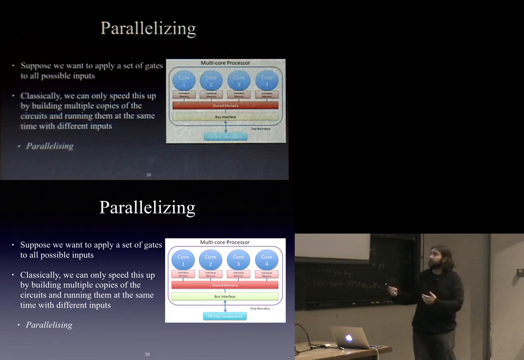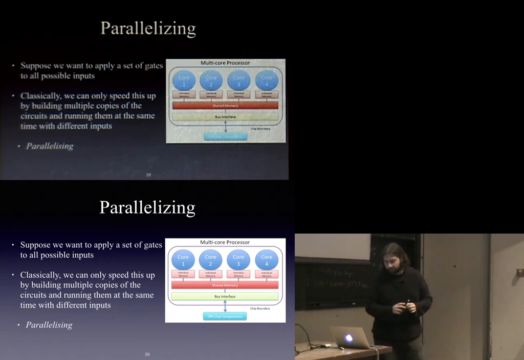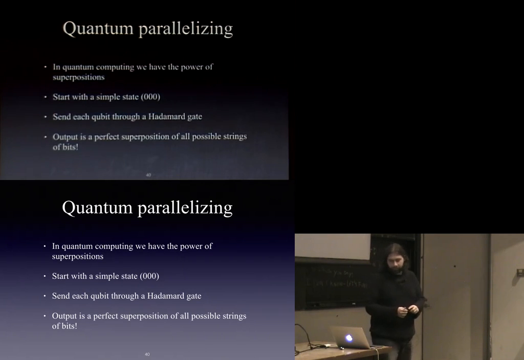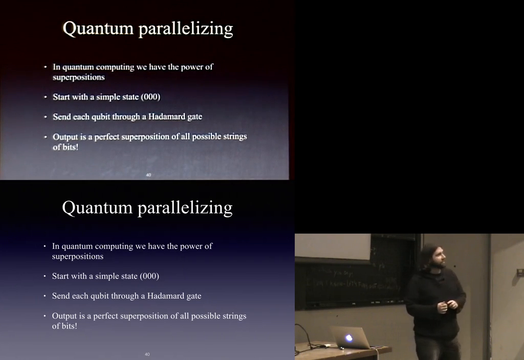But it's costly, right? You have to have all of these different computers running at the same time. It costs more energy. You save yourself time by basically paying more money. So that's classical parallelizing. Quantum parallelizing is much, much nicer. So how does that work?